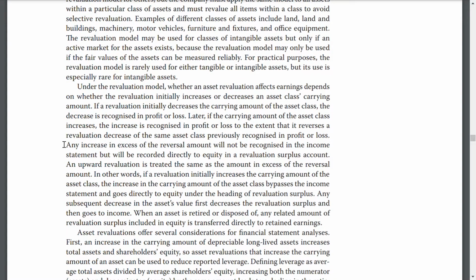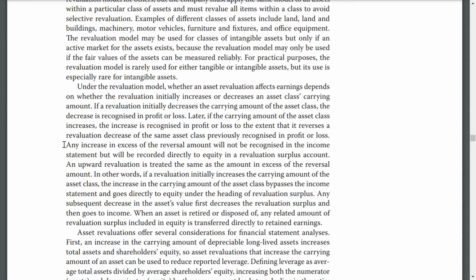The revaluation model may be used for classes of intangible assets, but only if an active market for an asset exists, because the revaluation model may only be used if the fair value of its assets can be measured reliably. For practical purposes, the revaluation model is rarely used for either tangible or intangible assets, but the use is especially rare for intangible assets.